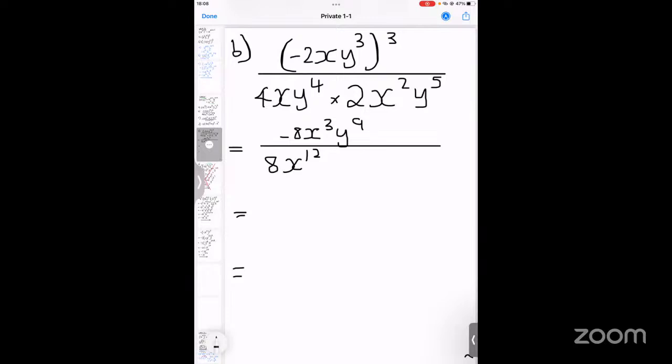Wait, so what am I writing here? You see there, I wrote 8x to the 12. What am I writing next? Can you please repeat? Do I write something there, or is that one done? Yes, you write something there. You write y to the power of 12.